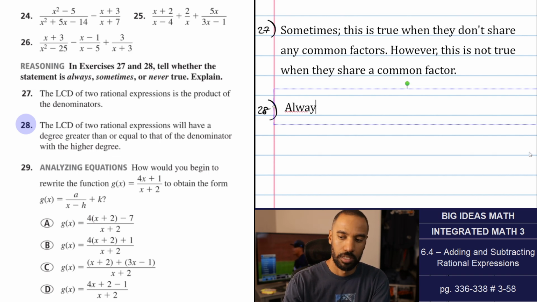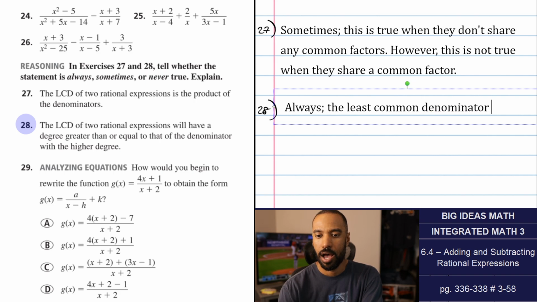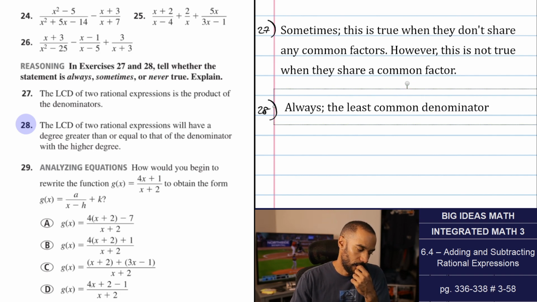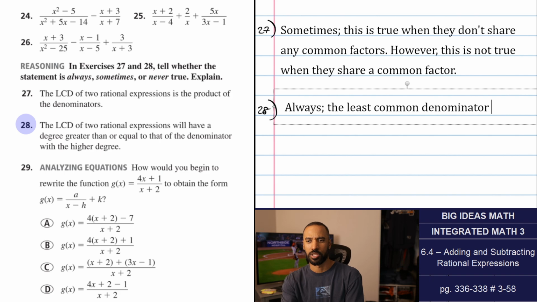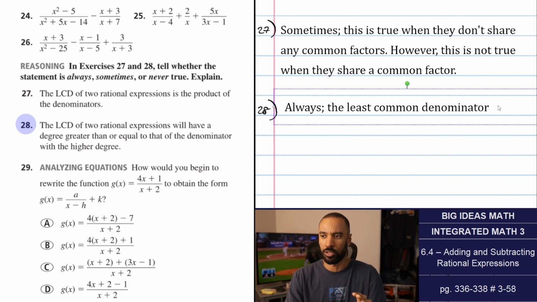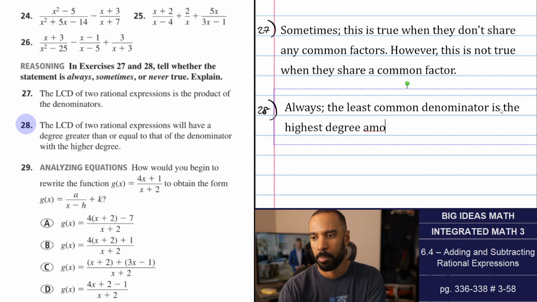Because the least common denominator, how do I say it to my students? When I say, if I want to find the greatest common factor, I say pull out the smallest degree among all your terms, your factors. The least, so this is the opposite way. The least common denominator is the highest degree among all different quantities.